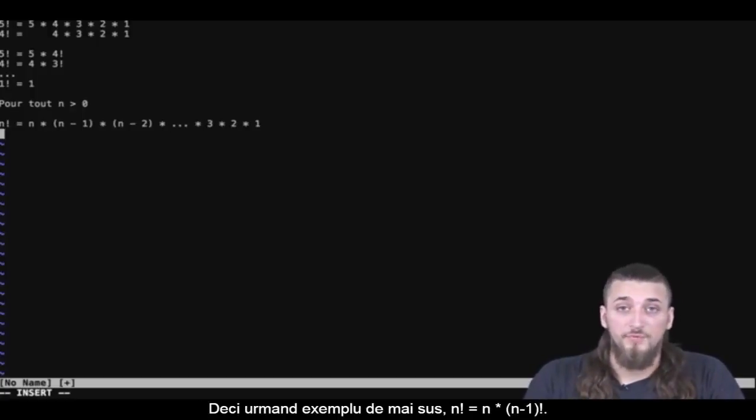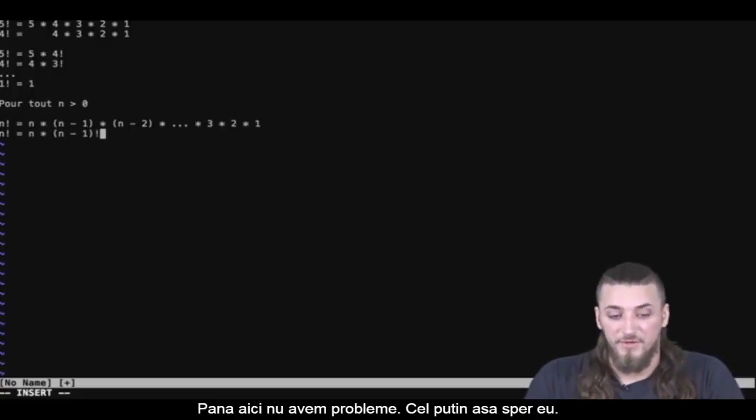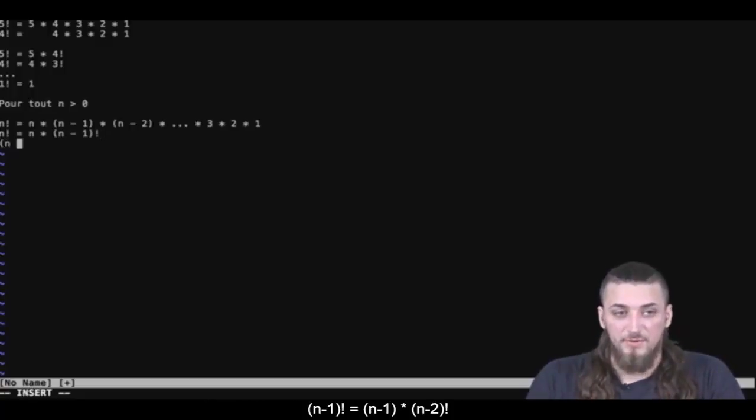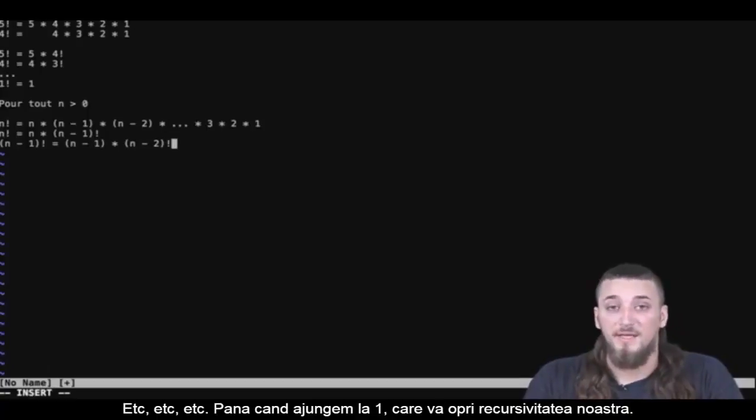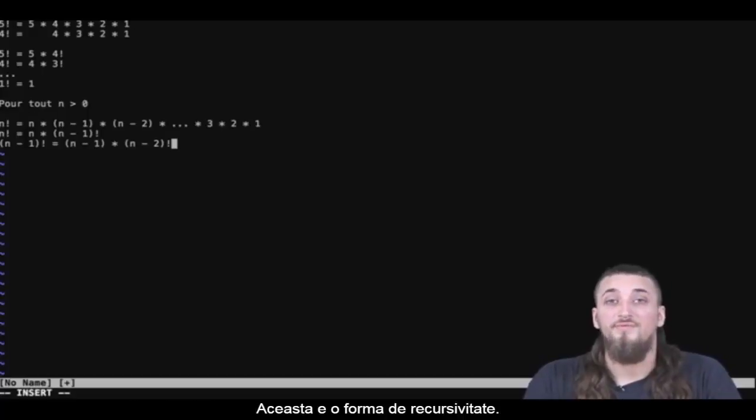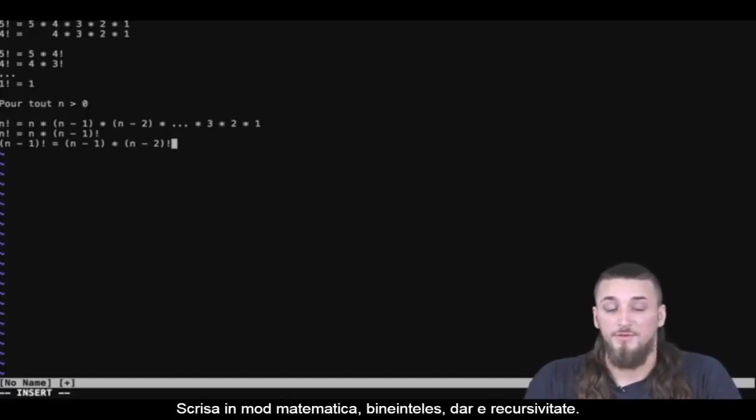Based on this example, we could say that factorial n equals n times factorial (n minus 1). Easy peasy, right? So factorial (n minus 1) is equal to (n minus 1) times factorial (n minus 2). Etc., etc. Until we reach 1, which will end our recursion. That was a form of recursion. Written in math, granted, but still.